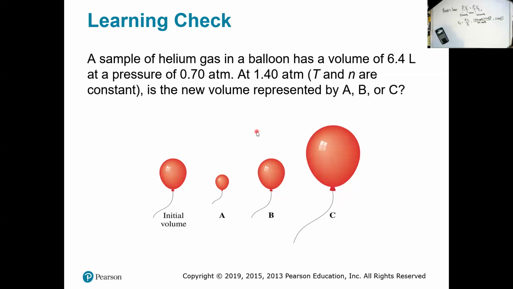Okay, so now we're going to look at our pressure. Initially, our pressure was 0.7 atmosphere. And it looks like we have increased our pressure to 1.40. So if we've increased our pressure, we need to be decreasing our volume by a similar amount. So it would make sense that if this was our initial volume, our new volume is going to be one that's smaller. So that is balloon A.